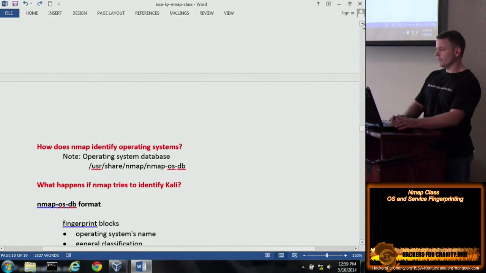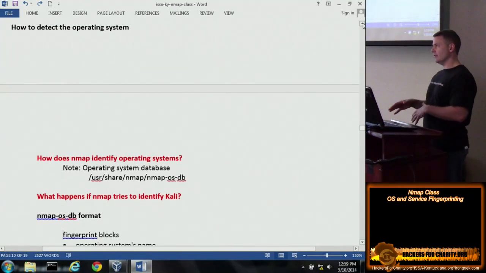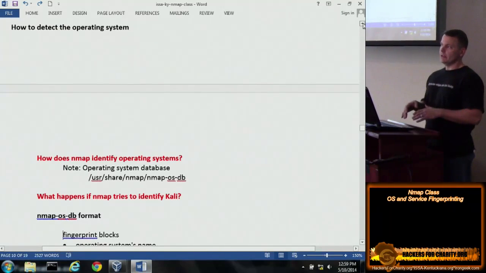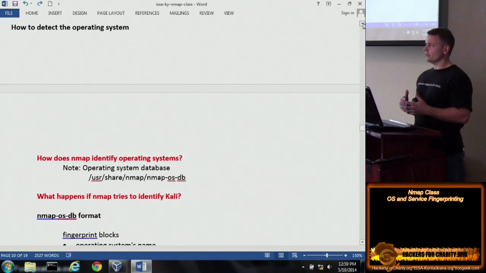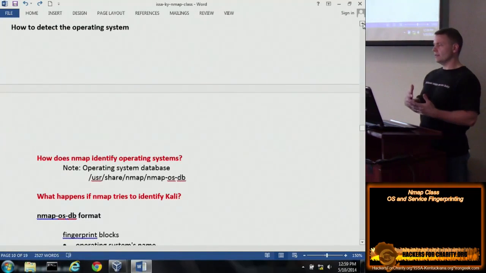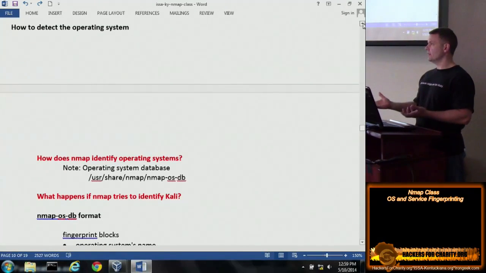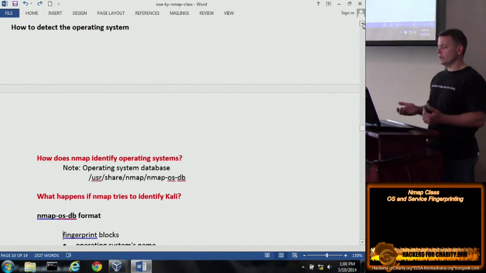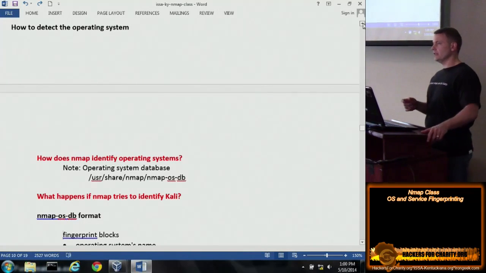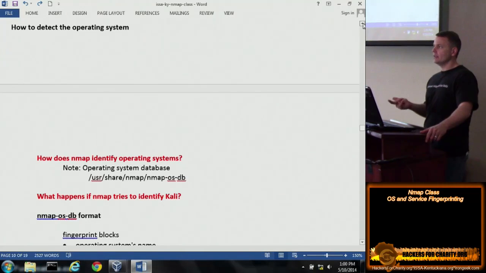All right, so Nmap has the ability to try to detect the operating system, and in concept, this is similar to the way that it discovers the services. It has probes that it sends out, and then it watches for the replies that come back from the target. Now, typically, the operating system detection is going to require that you find at least one open port and one closed port on the machine.